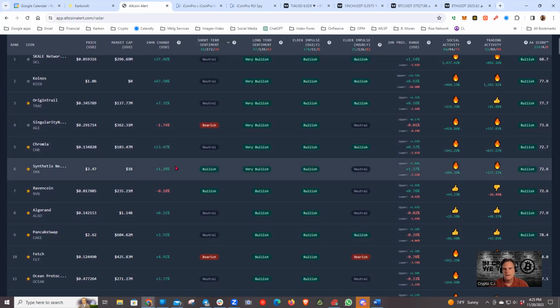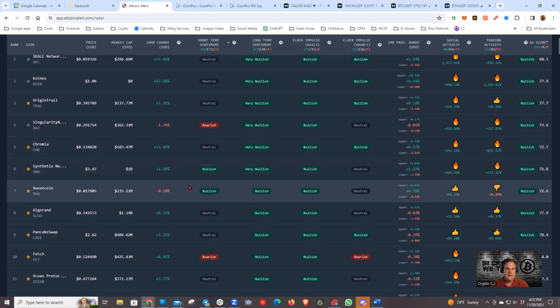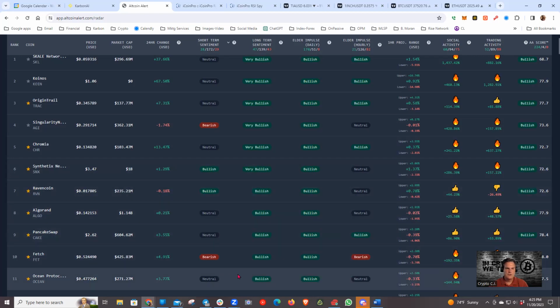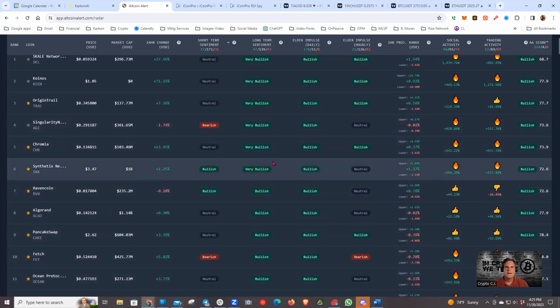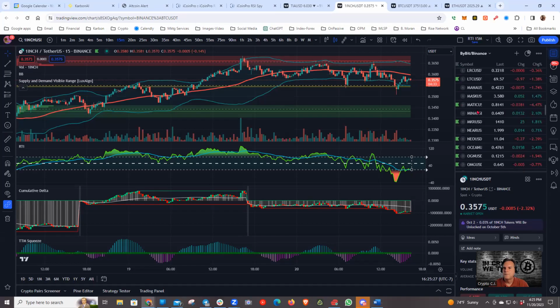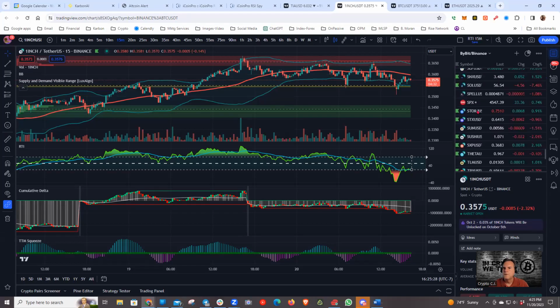SNX, I trade this one frequently. Raven occasionally. Algo, these are older projects. Ocean was on my list today. Let's look at SNX. Okay, Synthetics.